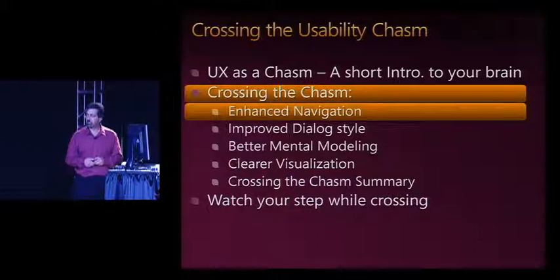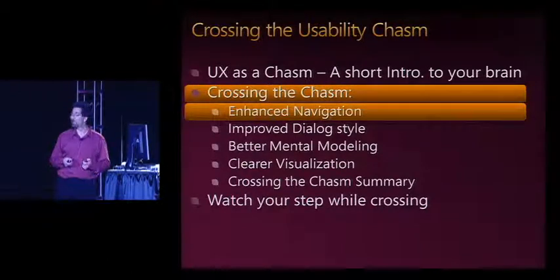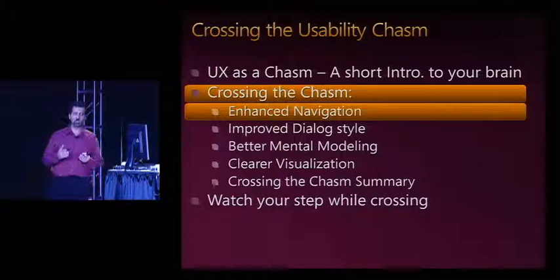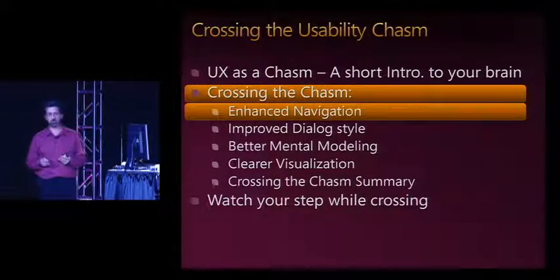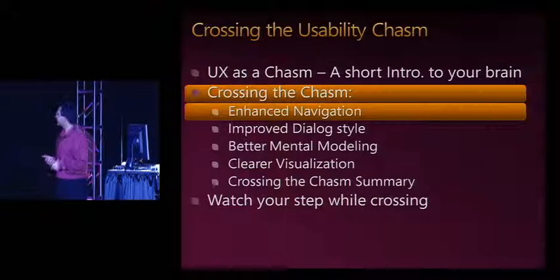So now we have reached the second part of our talk, the main part, in which I will show you many examples of how we can try to bridge the chasm and make more usable, more effective, more efficient, and more satisfying applications. So I will base my talk on a very practical and powerful model, saying that when you try to analyze human-computer interaction, you should pay attention to three things: the mental model, the navigation model, and the dialogue style. Let's start with the navigation model.